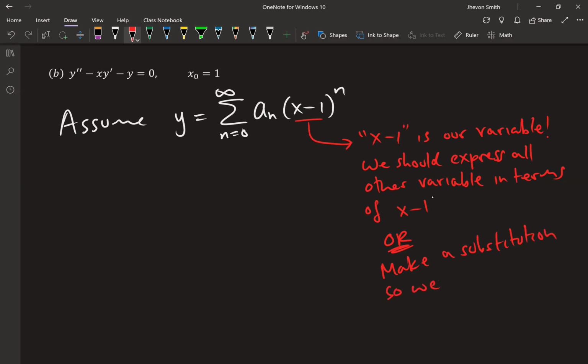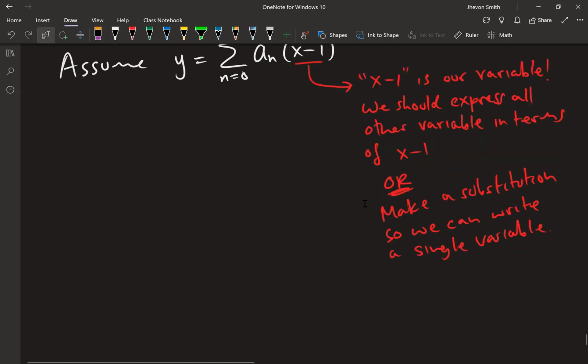Because writing x minus 1 over and over is going to get annoying pretty fast, make a substitution so we can write a single variable. So here's what that would look like. I would say something like z equals x minus 1. This means I can write my x as z plus 1.